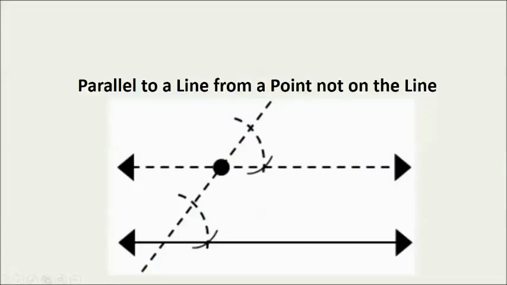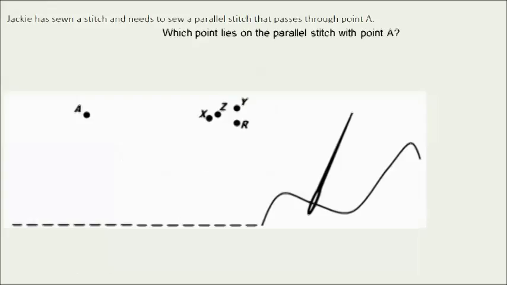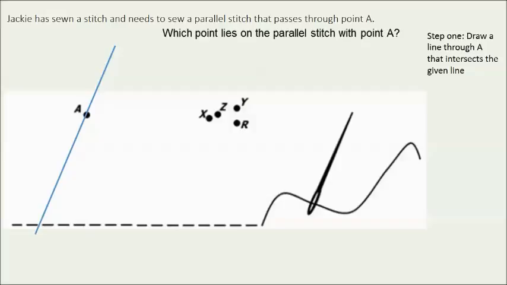Now, parallel to a line from a point not on the line. Jackie has sewn a stitch and needs to sew a parallel stitch that passes through point A. Which point lies on the parallel stitch with point A? Step 1, draw a line through A that intersects the given line. So we'll draw our line through the given line and A.